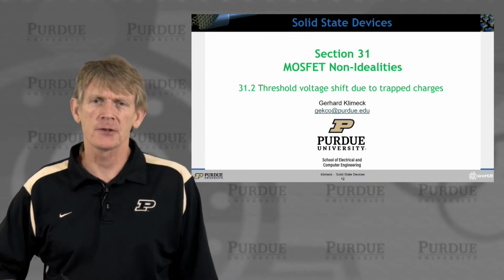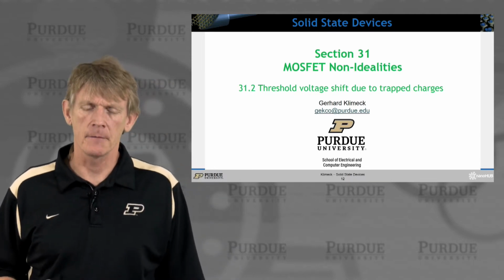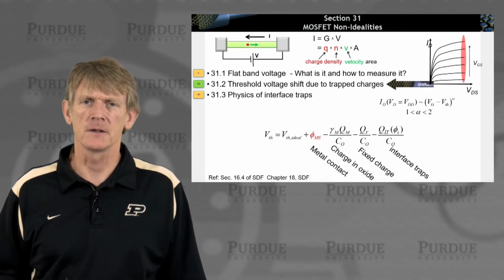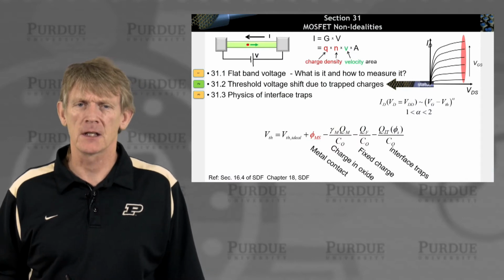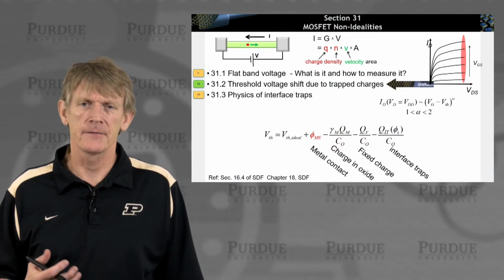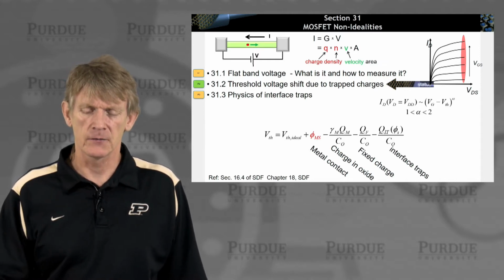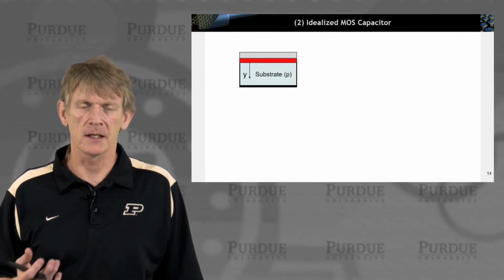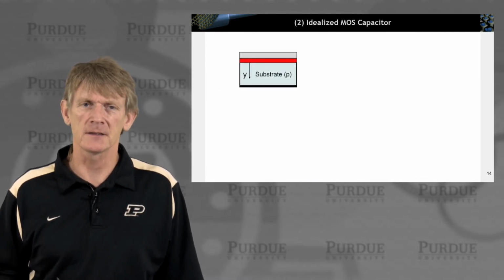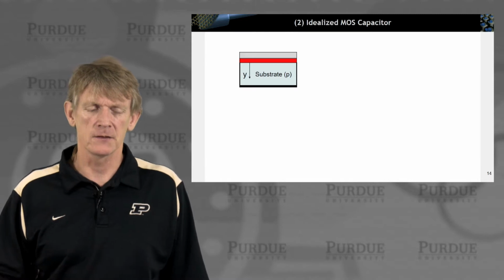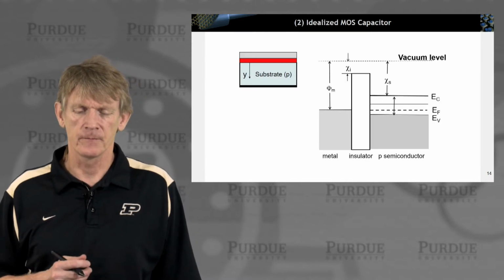All right, let's talk about trapped charges and how they modify the threshold voltage. There's a couple of ways to have such trapped charges, and we'll go through a couple of the details of that. But let's first start thinking about, again, our idealized MOS capacitor and what charges, say, in the oxide might do to it. Okay?